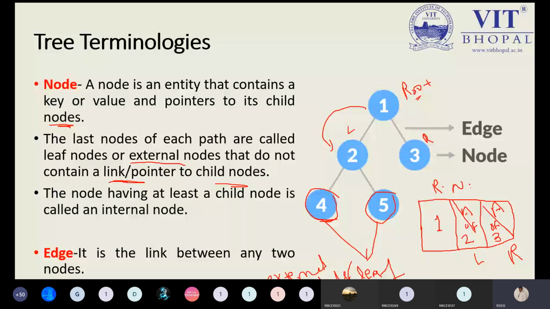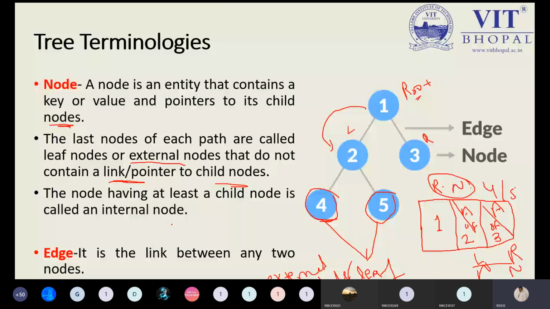If I'm just taking the example of the fourth or fifth node, the last node's address of the left subtree and right subtree will be null. That's why these are known as external nodes or leaf nodes, because there is no connection between the other nodes and these nodes. And a node having at least one child node is called an internal node.